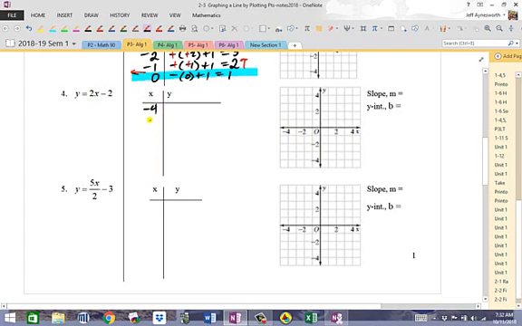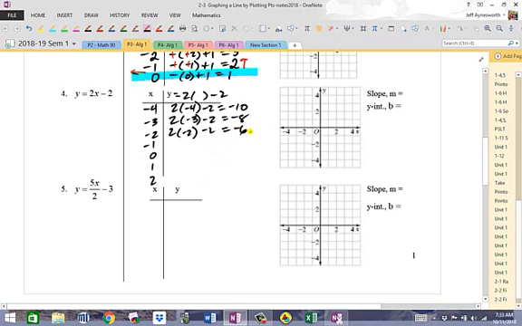So -4, -3, -2, -1, 0, 1, and 2. You can substitute them in. And y is going to be 2 times that value minus 2 this time. So 2 times -4 minus 2. That's -8 minus 2, or -10. 2 times -3 minus 2. That's -6 minus 2, which is -8. 2 times -2 minus 2 is -4 minus 2, or -6.